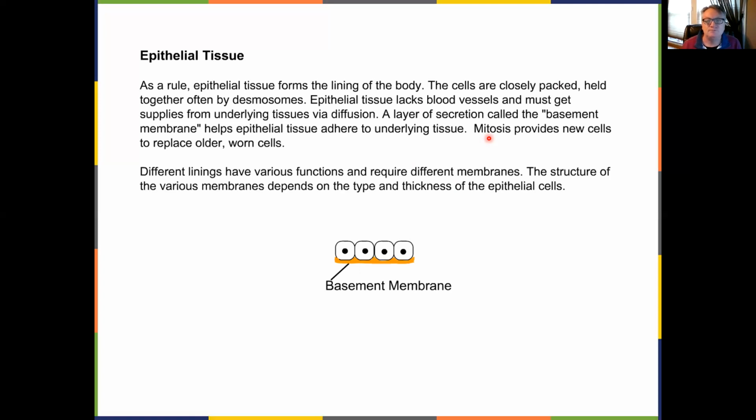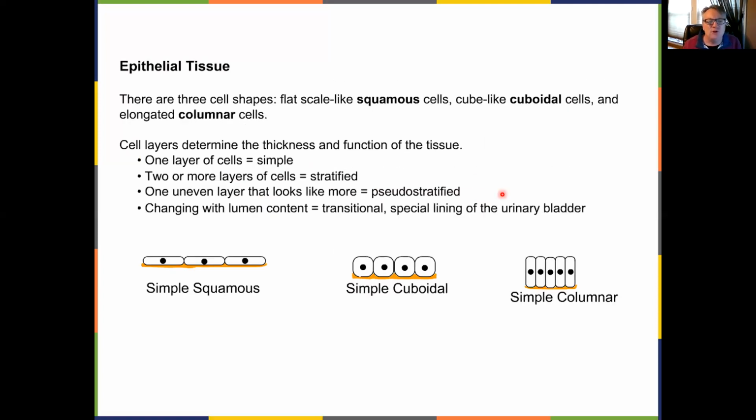undergoing cell division. We have several different linings and several different membranes, all of those depending on the particular function of the tissue in that location in the body, and also the type and thickness of the cell. So let's look at a couple of examples here of what's referred to as simple. So 3 different types of simple: simple squamous, simple cuboidal, simple columnar. So let's start with the term simple, and that just simply means there's only one layer of cells above the basement membrane.